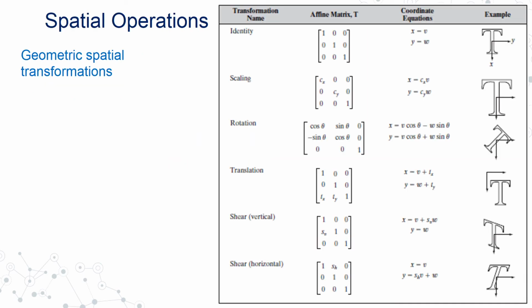So we would conclude the chapter with geometric spatial transformations like scaling, rotation, translation, and all. And then at the end, we would apply each of them and perform processing using MATLAB.